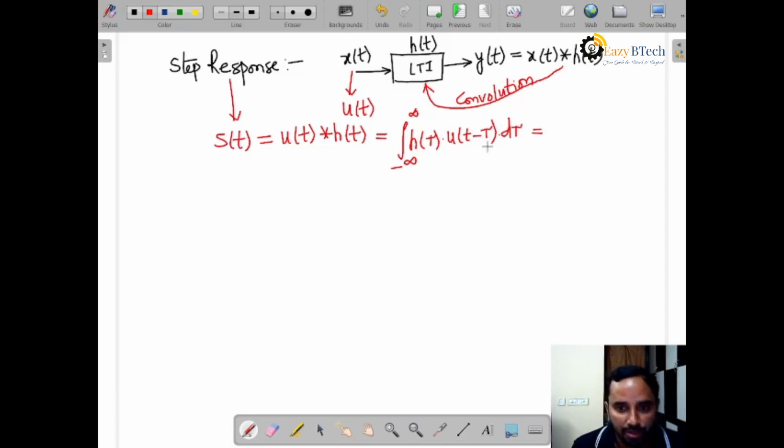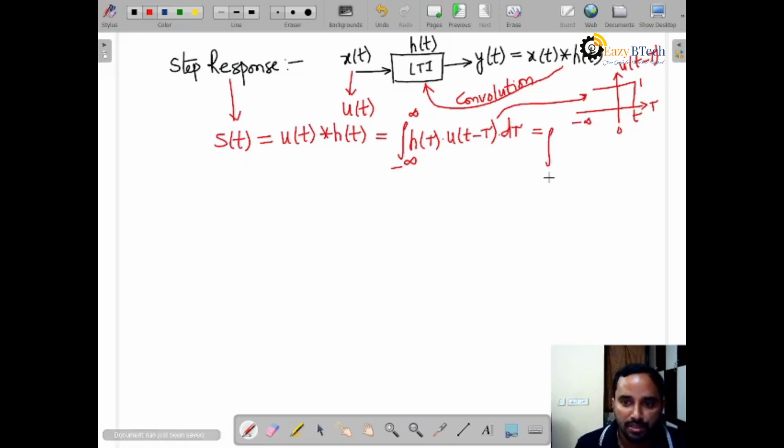So already we discussed u of t minus tau. It is the left sided signal. So I am plotting it. And it is available up to small t, and it is 1. So this is u of t minus tau. Already we discussed how it is plotted, so I am drawing it directly. So u of t minus tau is 1 from minus infinity to t. Therefore the limits of the integration are minus infinity to t, h of tau, and u of t minus tau is 1, that is why h of tau d tau.